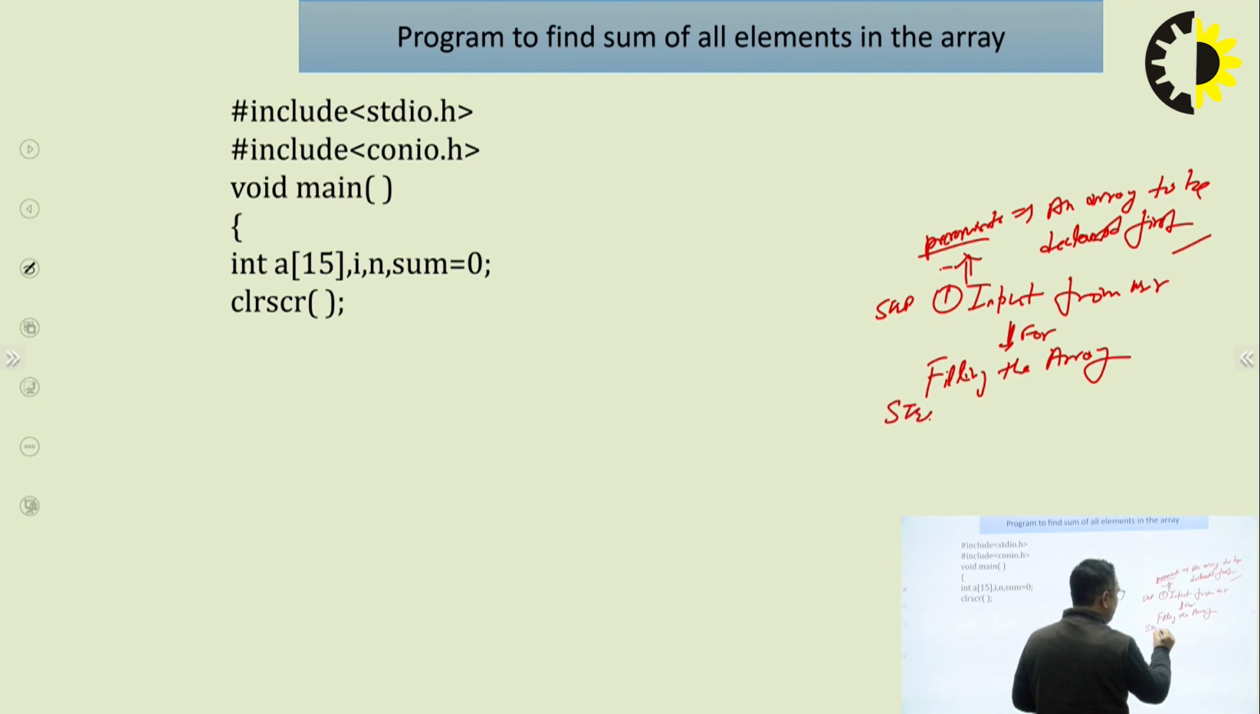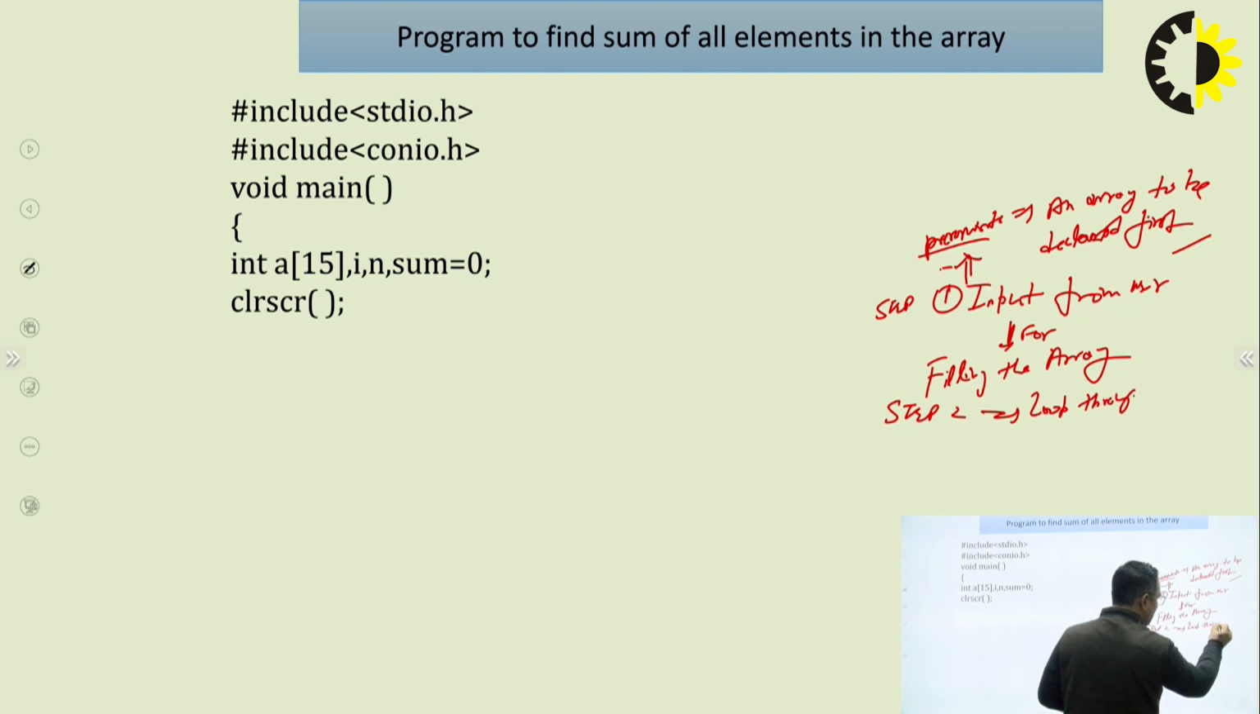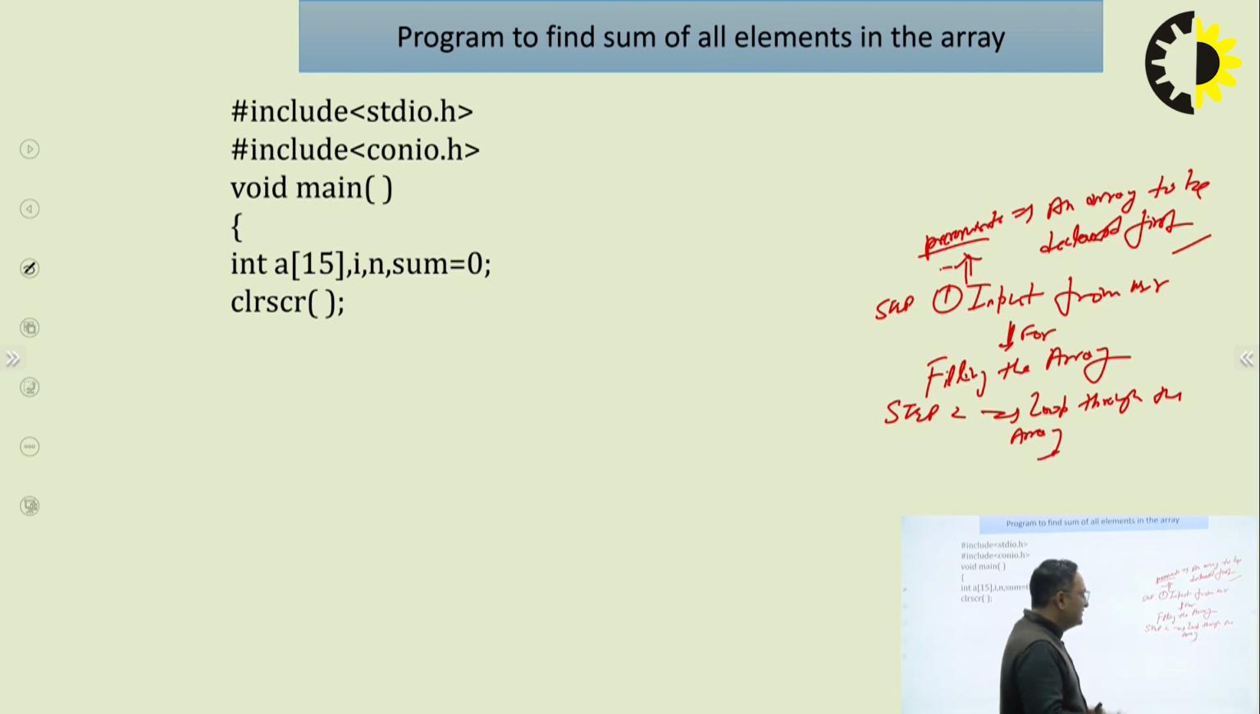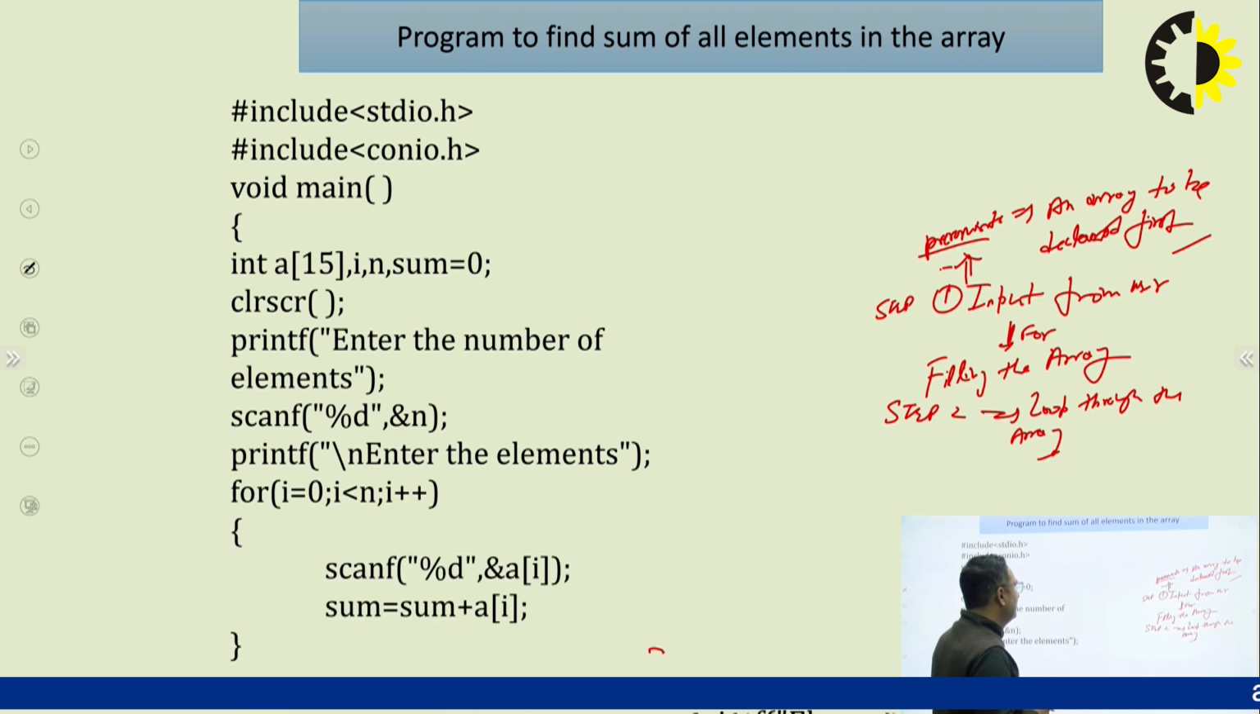Then step 2, loop through the array. This you will do, right? Loop through the array. Once you loop through the array, you will take up every element and then add it to a variable sum, right? You will initialize sum to 0 and then add every array element to the sum, iterating through. And once all the elements are summed up, then you will print the sum. So this is how you will do it in this program, right?